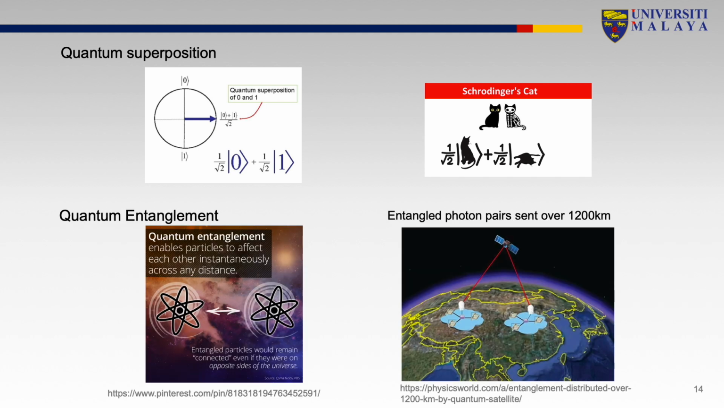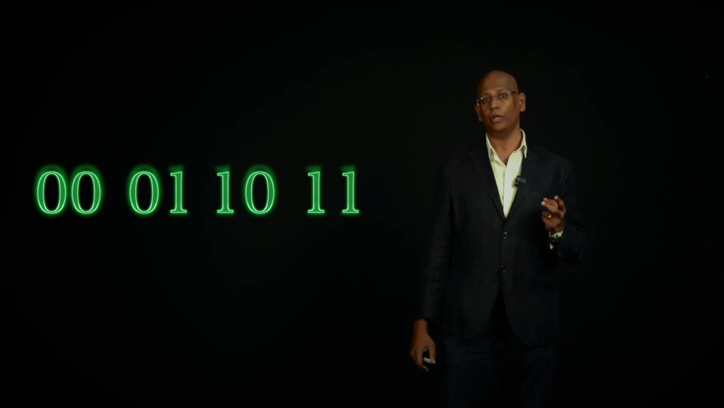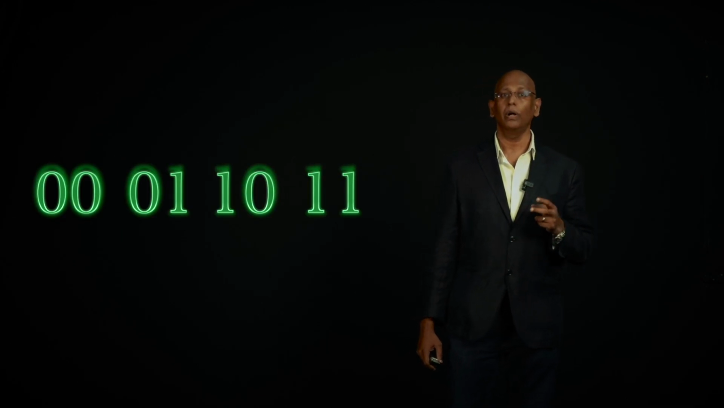And this gives enormous resources for quantum information processing. For example, for classical bits, you have two states, 0 and 1. But for quantum systems, you have 00, 01, 10, and 11. So you see, for two states, you are able to have 4 possible quantum states that can be combined to form a superposition state.